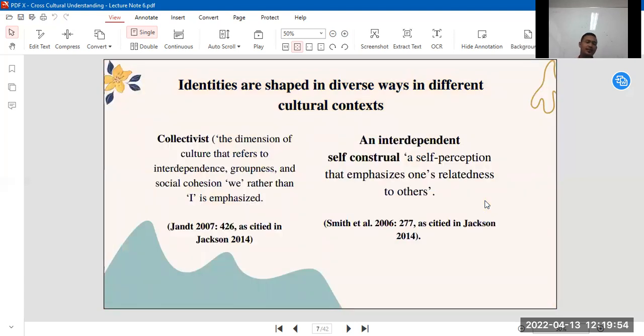And in cultures, apart from individualism, people also try to develop collectivism. Here, Jan 2007, it is about the dimensions of culture that refers to independence, groupness, and social cohesion. We, rather than I, is emphasized.